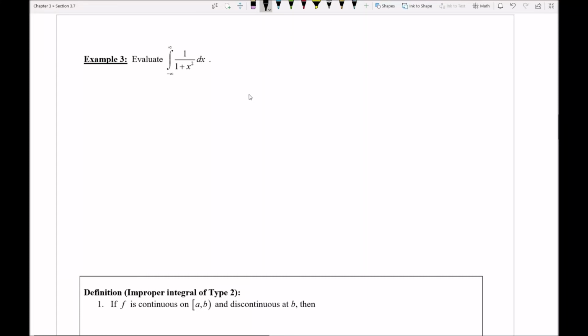Now let's take a look here at example number 3. We can see here that we're working with the type 1 improper integral that has bounds going from negative infinity to positive infinity, essentially meaning that we want all of the area underneath this curve. So if I was to sketch out a picture of this curve, I would get some sort of a shape that looks something kind of like this. And again, I'm interested in all of the area.